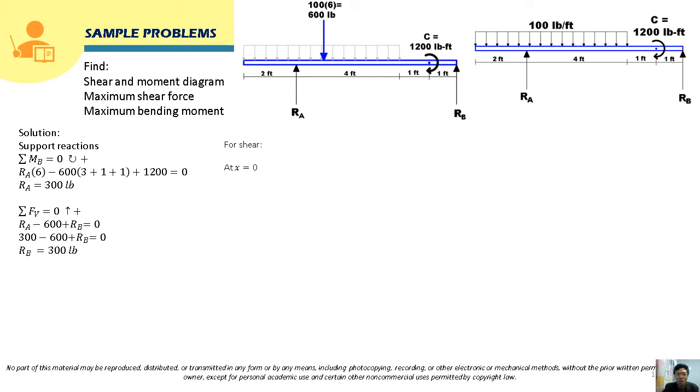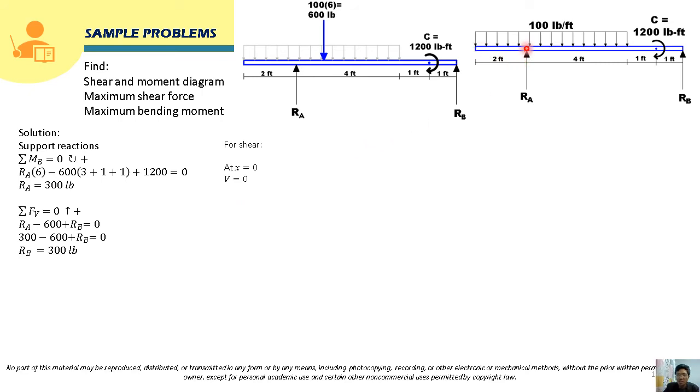Okay, so at x equal to 0, class, obviously, at this point, there is no reaction force here. So, class, the shear here will just be 0, since there is no reaction force here. Okay, so proceeding to the next point.